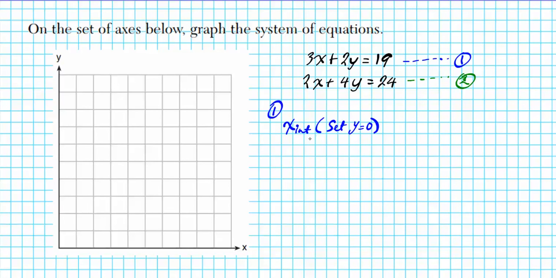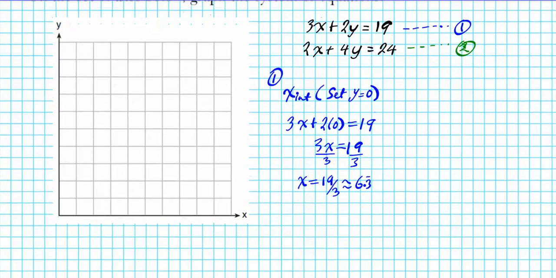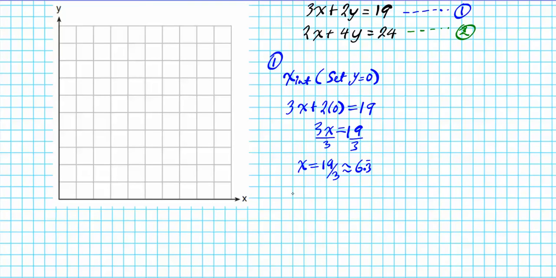If you do that for equation 1, we have 3x plus 2 times 0 equals 19. That gives us 3x equals 19. Divide both sides by 3, and x is going to be 19 over 3. Since we're graphing, we need a decimal approximation of this value. If you do that with your calculator, you end up with approximately 6.3 repeating. So that's what we're going to use. We have a point on the graph, 6.3, 0 for the first line.